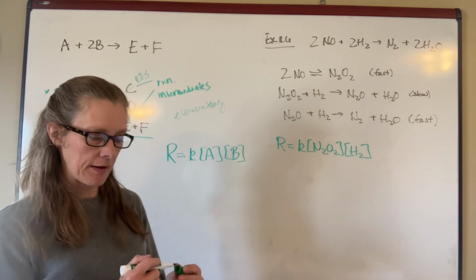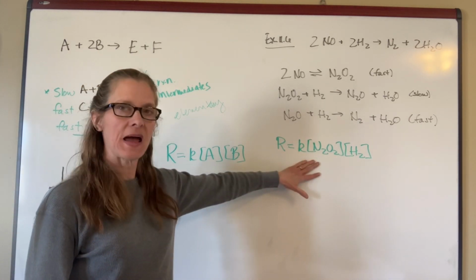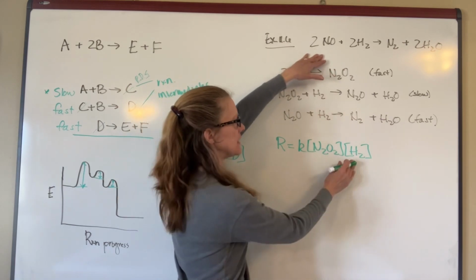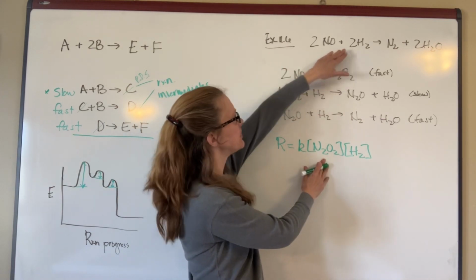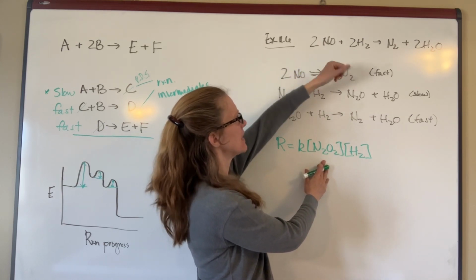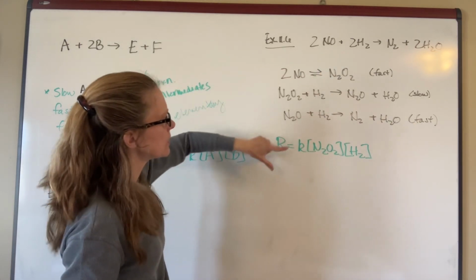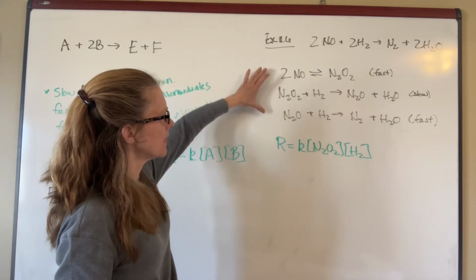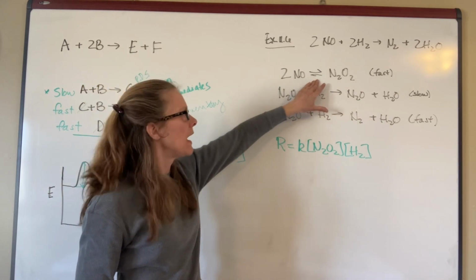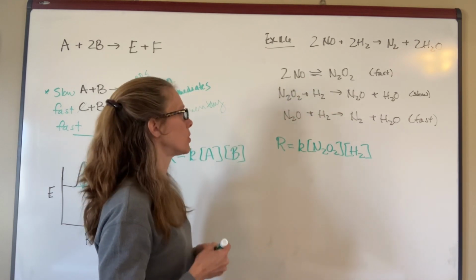Actually, no, we have a big problem because you can't have a rate law that has things in it that aren't part of the reactants. The H2 is one of the reactants, but the N2O2 is not. So what do I do with that? I can't have a rate law that has something in it besides the two reactants that are listed. Well, if I look at the other things that are going on, I can see that this one is an equilibrium. And the equilibrium, I know how to write an equilibrium expression for.